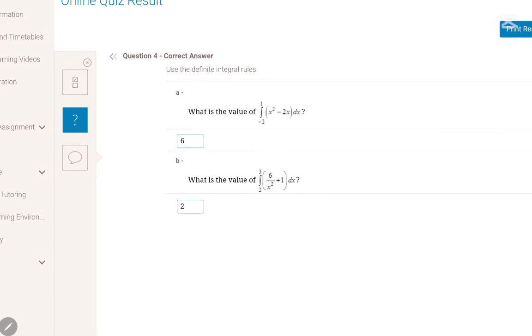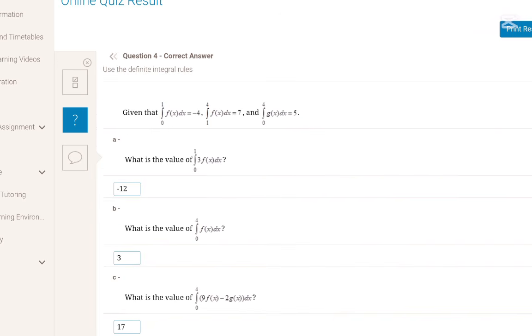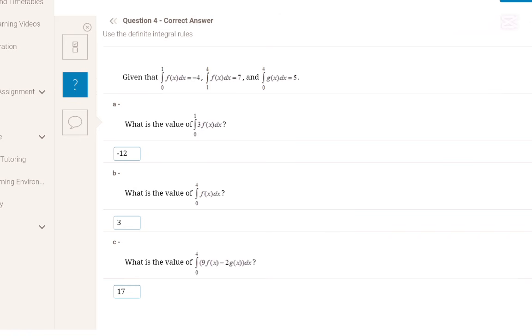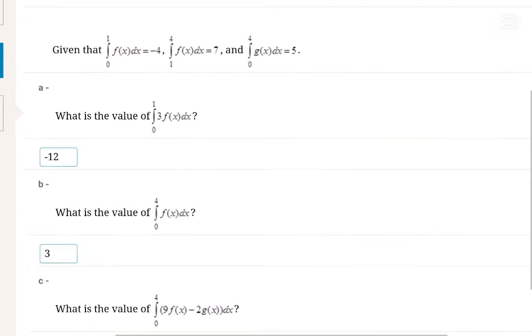We'll move on now, finally, to question number 4. What does it say in question number 4? Okay, this is a really important part. This tells us about some of the rules when it comes to integration and integrals, okay? So let's start with part A.